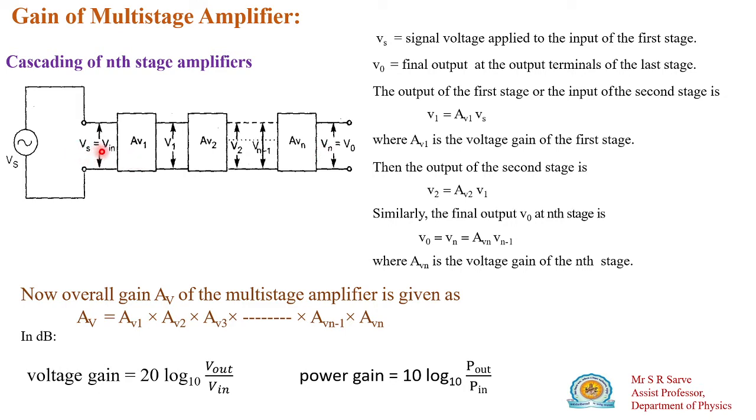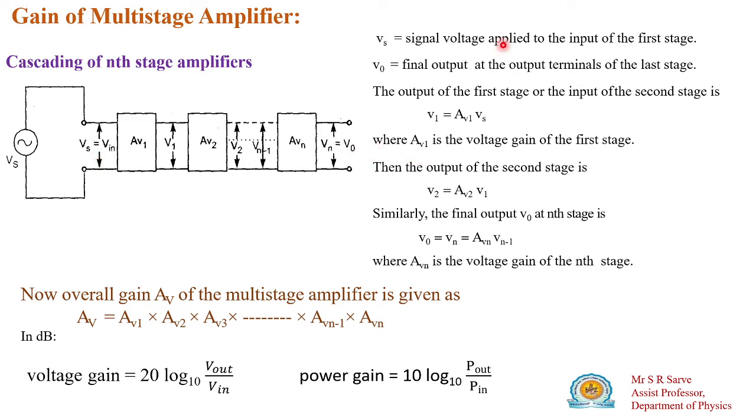Suppose this is your AC input signal, and it is provided to the first amplifier, which generates the V1 output. This V1 output acts as the input for the second stage, and it generates the V2 output. Similarly, V2 is the input for the third stage, which generates the V3 output. For the last stage, Vn minus 1 is the input and Vo is the output. So Vin or Vs is your input, and Vo is your output.